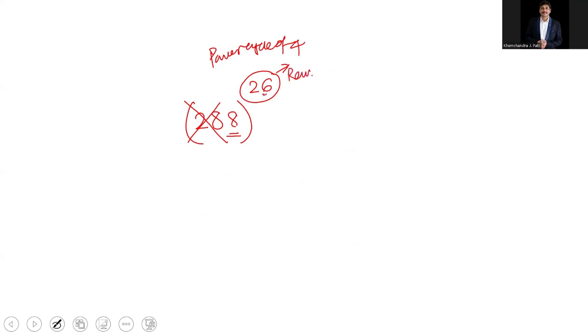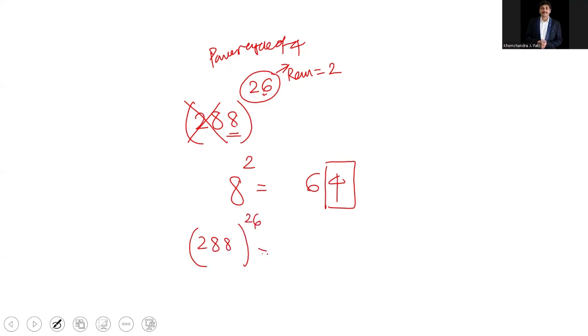What will be your remainder? That is 2. That is your new index. So 8 raised to 2. What is 8 raised to 2? 64. 64 का unit place क्या होगा? 4. So we can say that 8 raised to 26, the unit place of this whole expansion is 4. Okay. Keep this in mind.